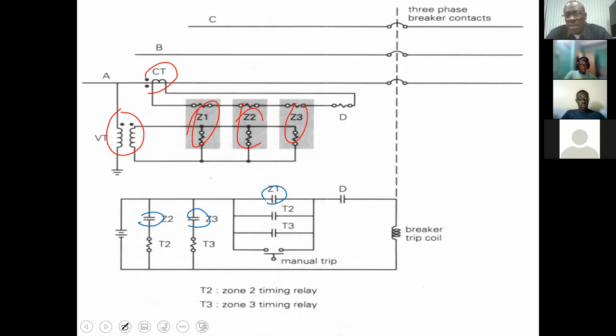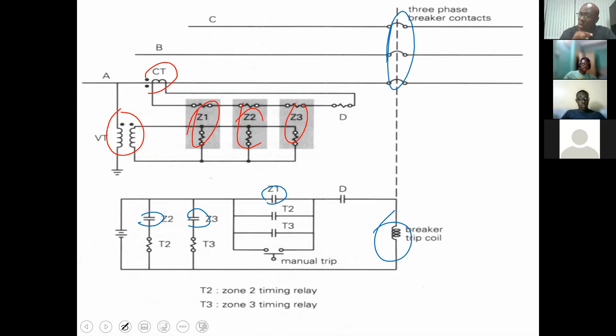if the fault is in zone 1, which means it is on the protected line, then the instantaneous contact for Z1 will close. It will close this circuit and energize the trip coil for your breaker, and your breaker would open its contacts and the line is disconnected. You comfortable with that?